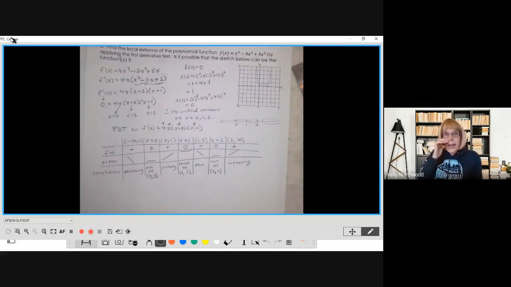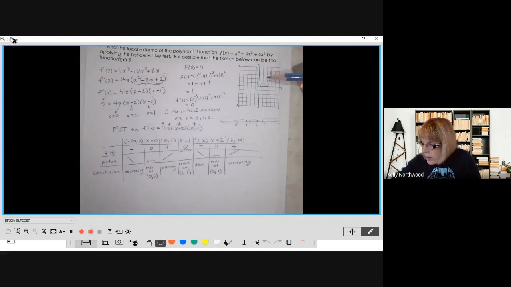Okay, and in this case, we're not asked to draw it. We're asked to see whether this could be the sketch of it. So we can use our first derivative test. In this sketch, are we decreasing from negative infinity to 0? Yes, decreasing to 0. Do we have a minimum at 0, 0? Yes. Are we increasing between 0 and 1? Yes. Do we have a maximum at 1, 1?